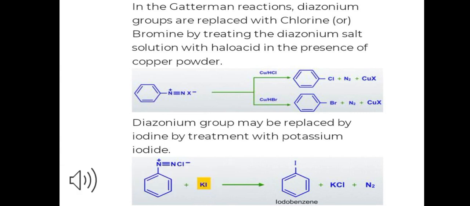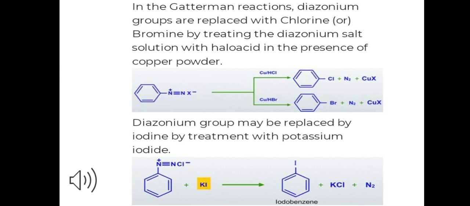Now there are some applications of the diazonium salt. In Gattermann reactions, diazonium groups are replaced with chlorine or bromine by treating them in the presence of copper powder with the halogen acid. Similarly, the diazo group is replaced by iodine by treating with potassium iodide. Actually, direct iodination of benzene is not possible because the yield of the reaction is very poor. The byproduct formed is hydrogen iodide, which is a good reducing agent, and it reduces the iodobenzene to the benzene molecule, and the product yield is very low.